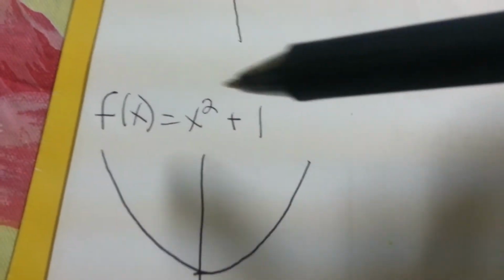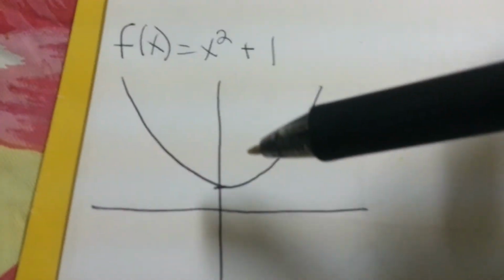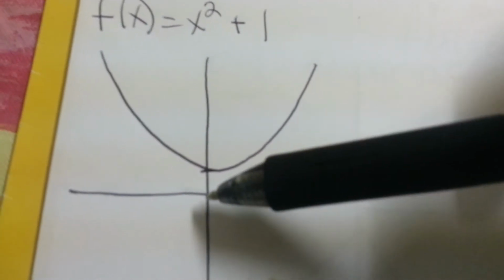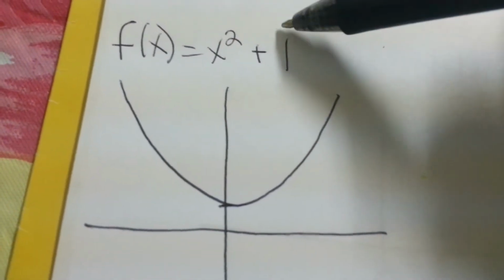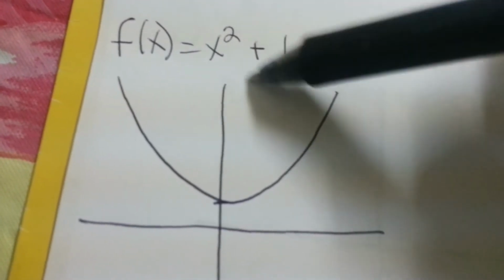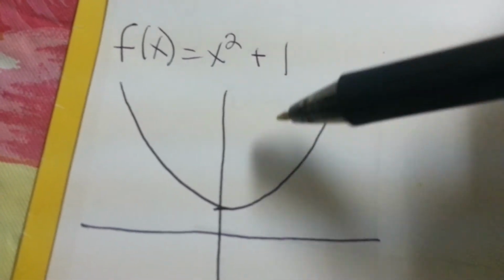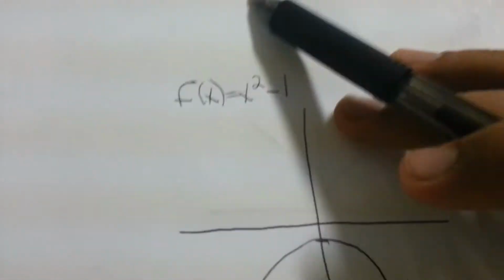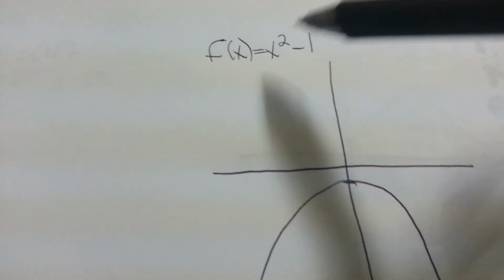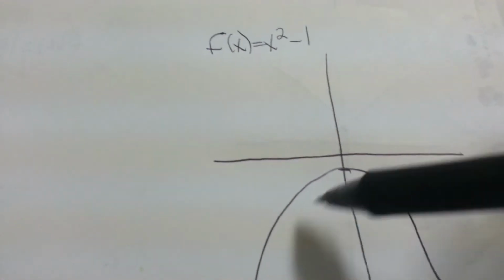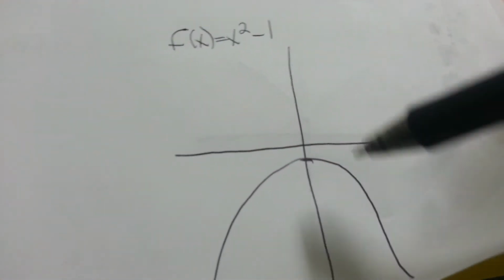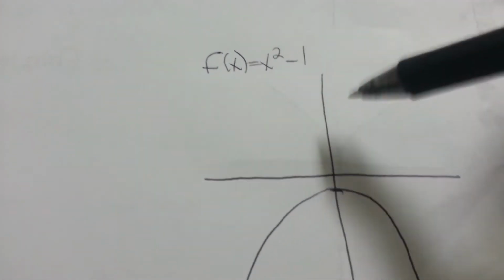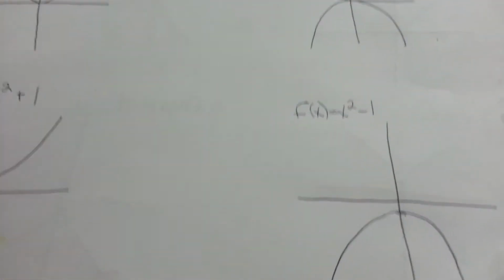So you see, if you ever had f of x equals x squared plus 1, basically the only thing you'd have to do is move the parabola up 1. And that is because you're adding. Since you're adding, you're going to be going up. But if you were subtracting, it would be f of x equals x squared minus 1, and you'd move the parabola 1 down, because when you're subtracting, you're going to go down. And this is a vertical shift. These are the vertical shifts for f of x equals x squared and negative x squared.